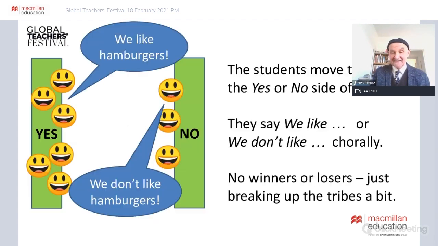Sorry, I should say, of course, when you've got a pandemic, as we have at the moment, you can't really have students running around the classroom and all getting together in a little group and all shouting, we like hamburgers and we don't like hamburgers, which is a pity. In many things, we can't do lots of really nice activities.